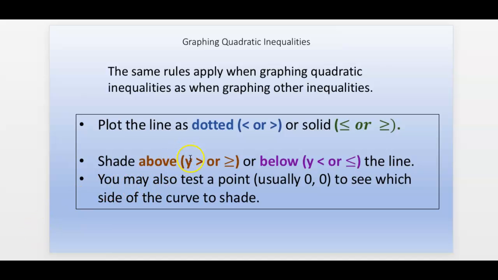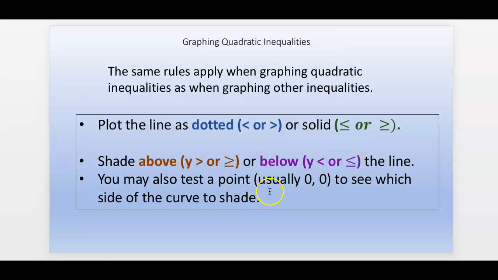If you solve for y on one side, and the inequality symbol is pointing away from the y, that means y greater than, then you shade above the curve. You shade below the curve if it's pointing toward the y, which means y less than, or y less than or equal to.